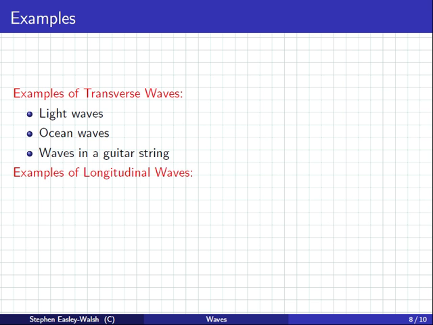Sound is an example of a longitudinal wave. So as I'm talking to you, the air coming out of my mouth is vibrating. And then this makes the neighbouring air particles vibrate, and then the neighbouring air particles vibrate. And then it hits your ear, and your eardrum vibrates on the inside. And then your brain turns that back into words.